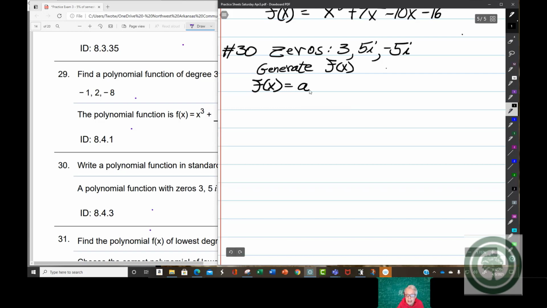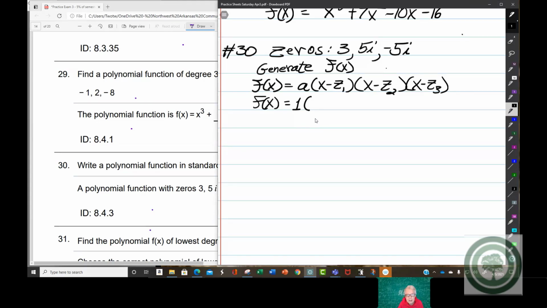So we're going to have a times x minus z1 times x minus z2 times x minus z3. So we'll have f of x equals 1. Remember, a is not always 1. But I'll tell you if it's not going to be. And I don't think you'll encounter, well, I don't know. Let's just get to work.